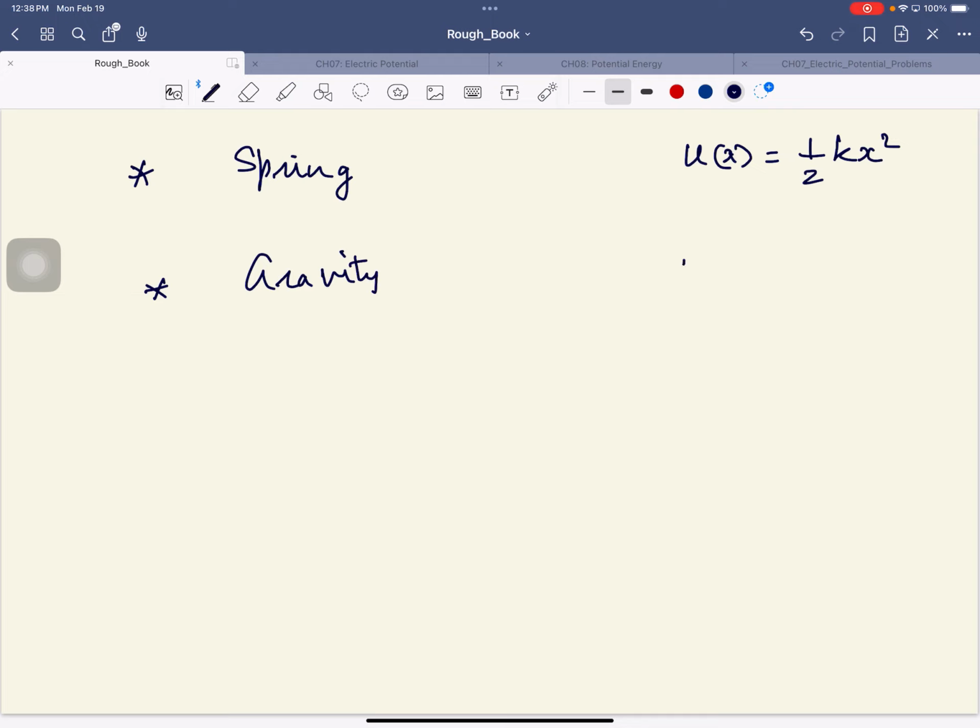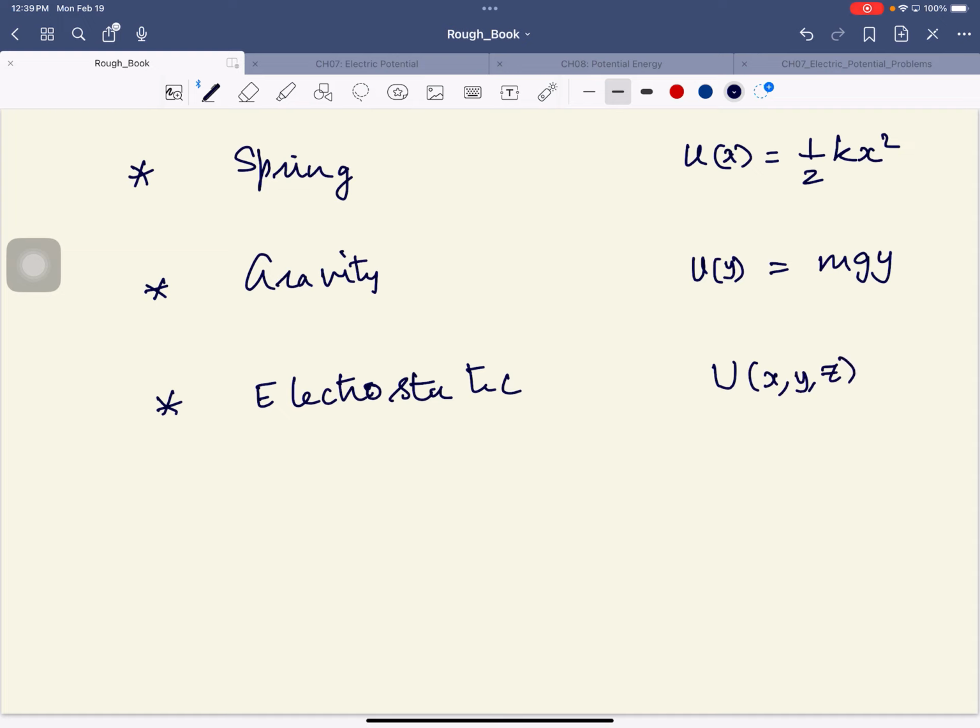Gravity, and the gravitational potential energy we write in terms of y because it depends on the vertical coordinate. And today we're going to talk about the third force, the electrostatic force, and its potential energy function. It'll be a function of x, y, and z.